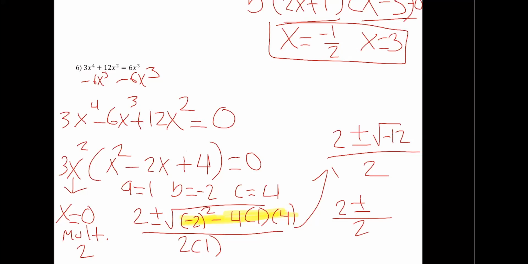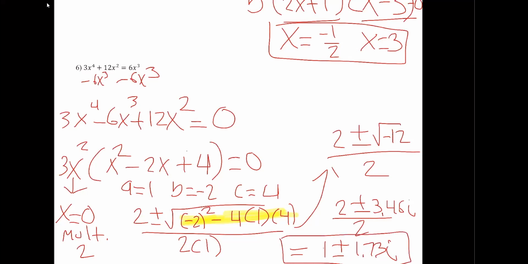I mean, you could keep it in radical form too. It kind of depends. But the square root of 12, I usually like to sometimes get a decimal. It's roughly 3.46. And then if you want, you could divide both parts of these by 2. You could also write it like this, 1 plus or minus, and then half of 3.46 is roughly 1.73. So you could also write it like this if you'd like.